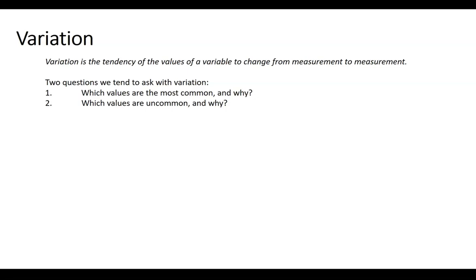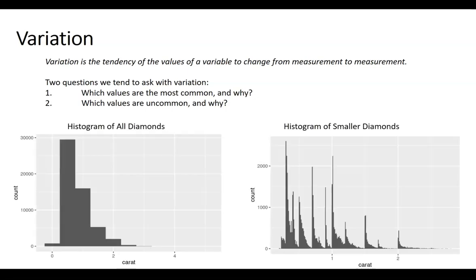And secondly, which values are uncommon, and what might those uncommon values mean? If we start with common values, I've chosen to focus on the carat variable in our data set. We might ask which values for carat are the most common and why. We might begin by taking our entire data set and creating something like a histogram for the number of carats to get a rough estimate of where most of our data lies.